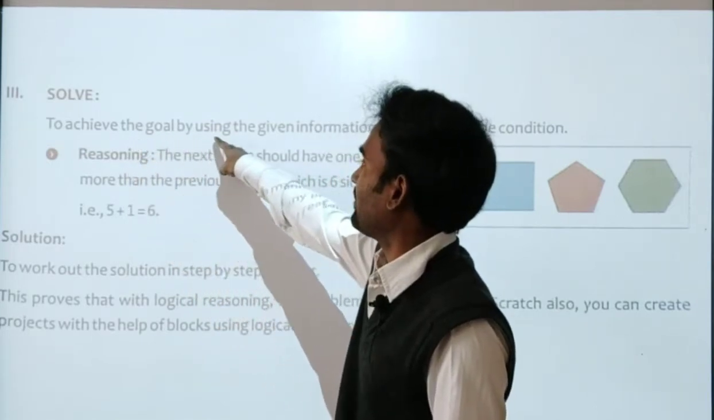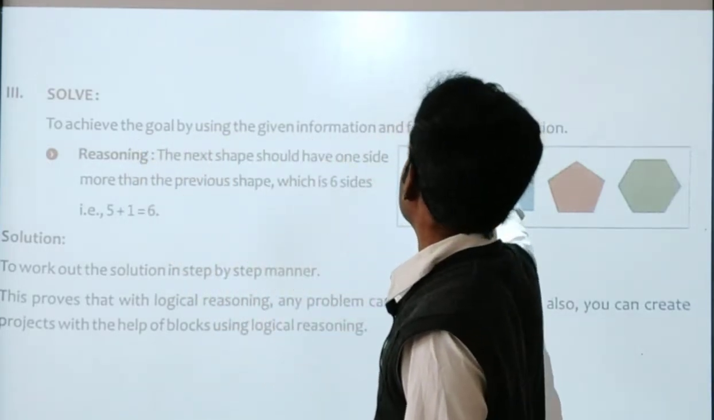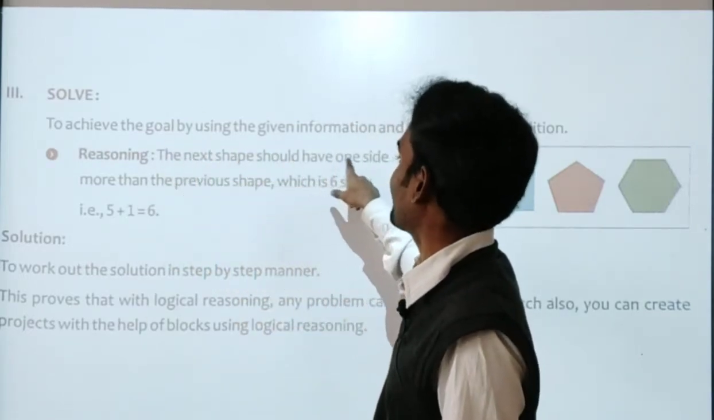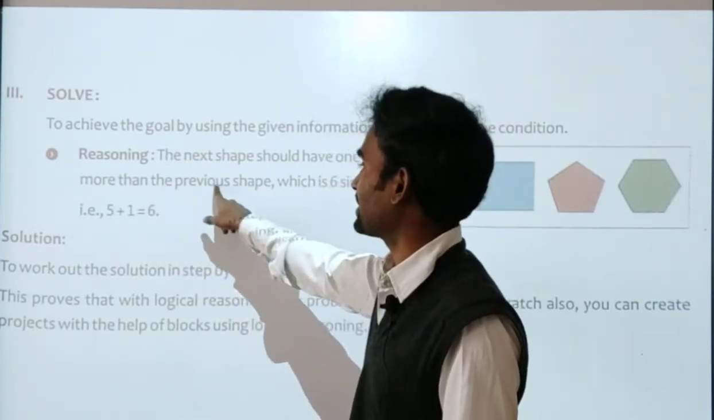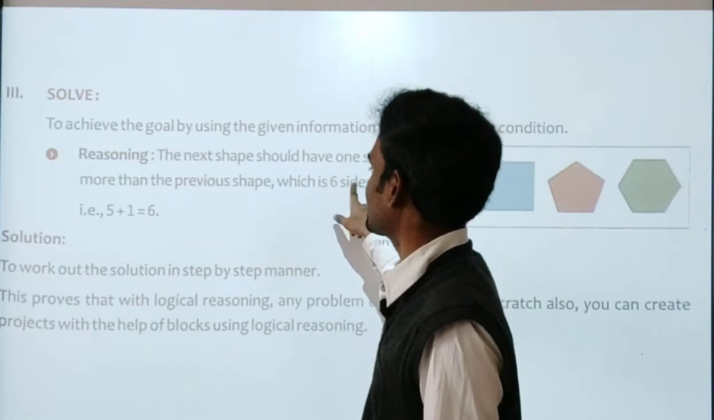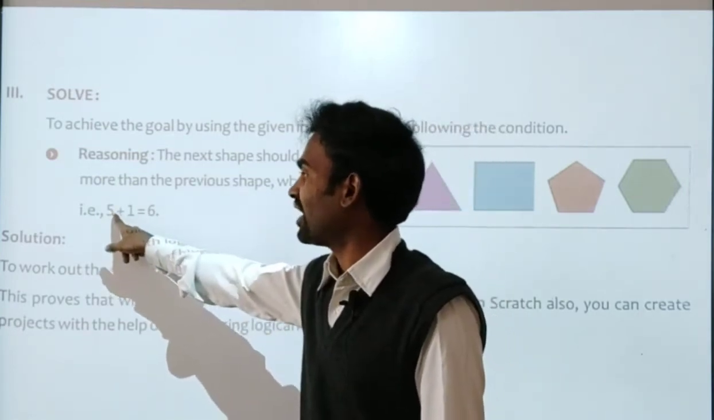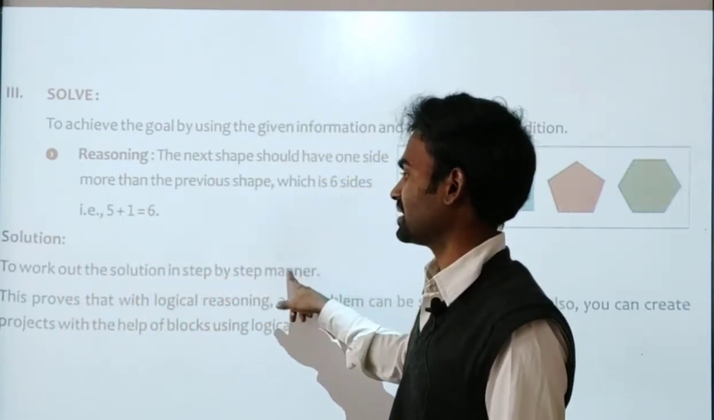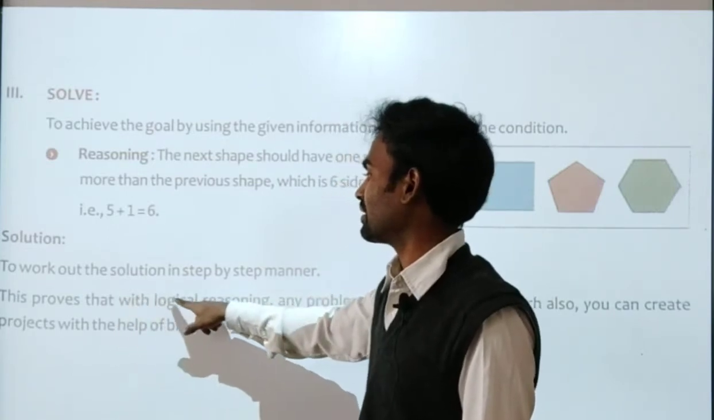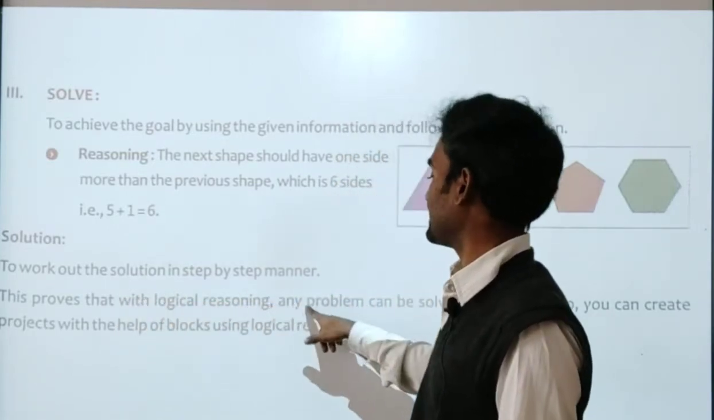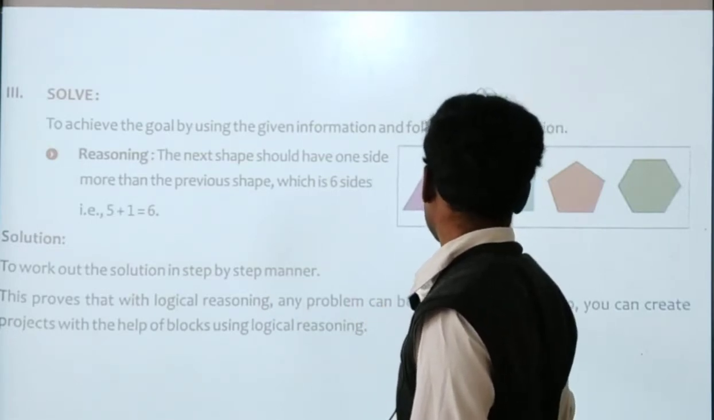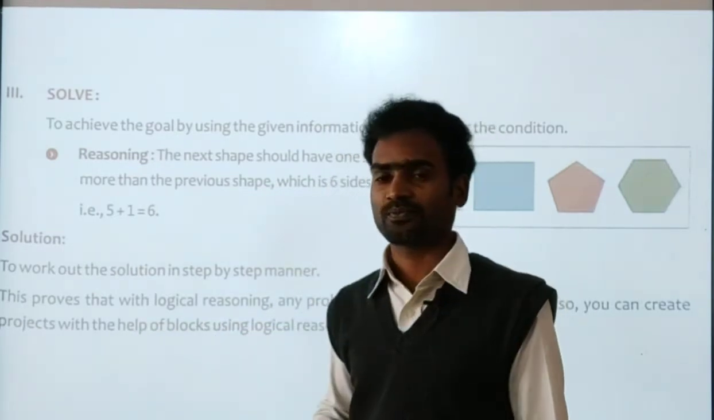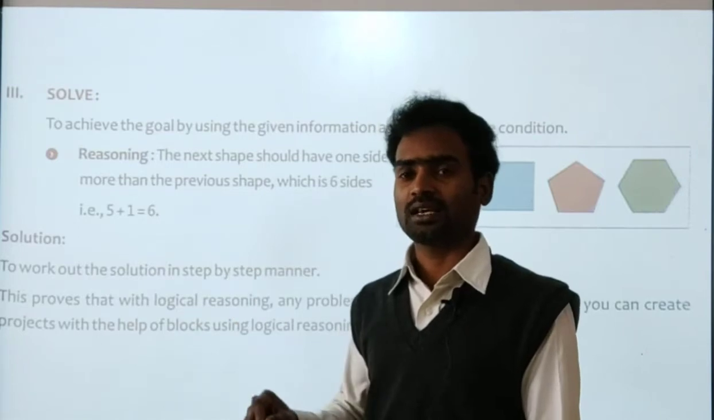Here, solve. To achieve the goal by using the given information and following the condition. Reasoning. We have to use the reasoning now. The next shape should have one side more than the previous shape, which is 6 sides. So 5 plus 1 is 6. So the solution is to work it out in a step by step manner. This proves that any problem can be solved with logical reasoning. In Scratch also you can create projects with the help of blocks using logical reasoning. So that's what we are going to do today in the practical way.